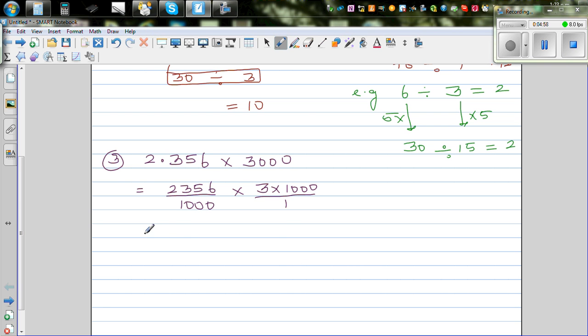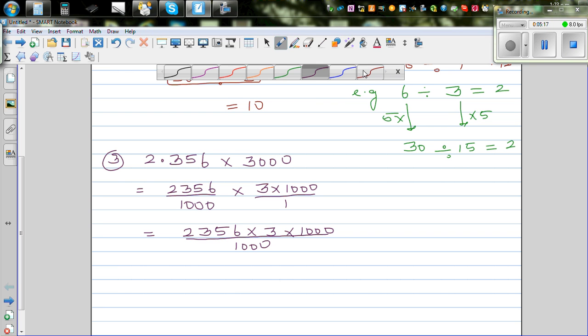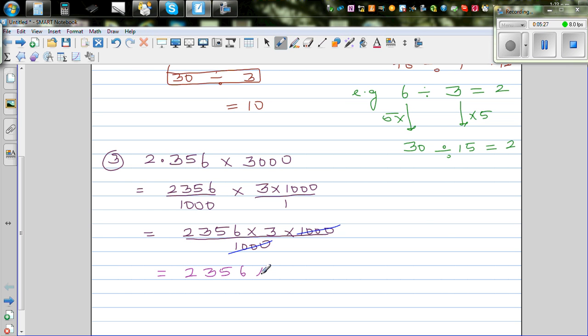So as I told you, when you're multiplying decimals, you can multiply the top numbers and the bottom numbers. So 2356 times 3 times 1000, divided by 1000. It's good practice to change the whole thing into a fraction. So this 1000 and this 1000 can be cancelled. So what you've got is 2356 times 3. Let's do it without a calculator. This has become a neat multiplication.